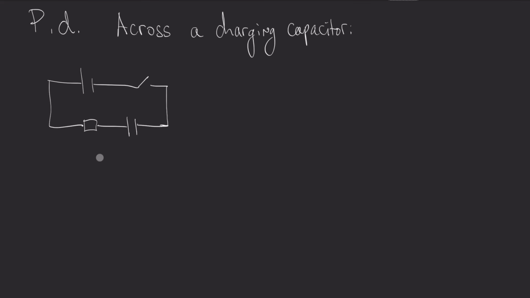Next one, the potential difference across a charging capacitor. So imagine that we have this circuit. Let's say that we have some EMF V0. We also have a switch. We have a resistor VR, and we have a capacitor VC. Let's say that we close the switch.